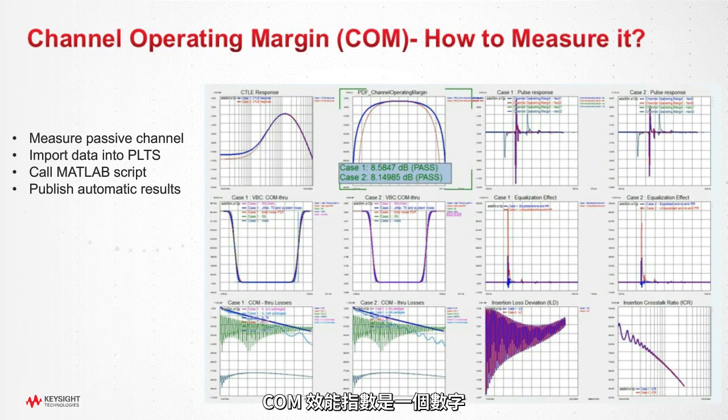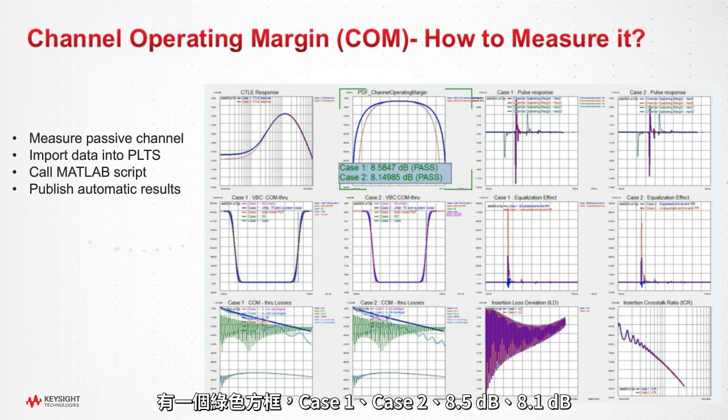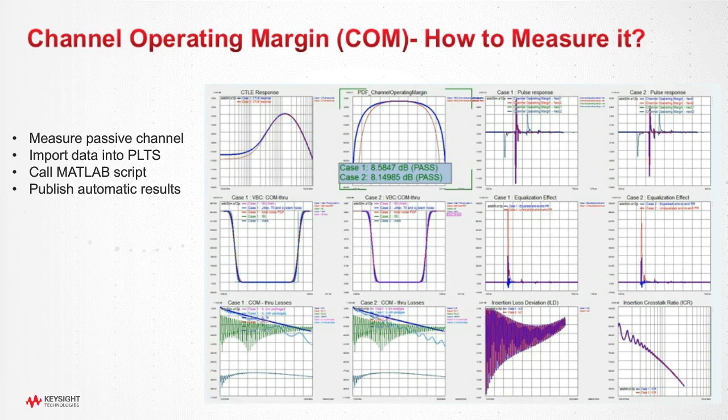And the COM figure of merit itself is one number. So if you see on this second plot from the top left, there's a green box, case 1, case 2, 8.5 dB, 8.1 dB. This is the COM number. So channel operating margin in this case 1 is 8.5847 dB.